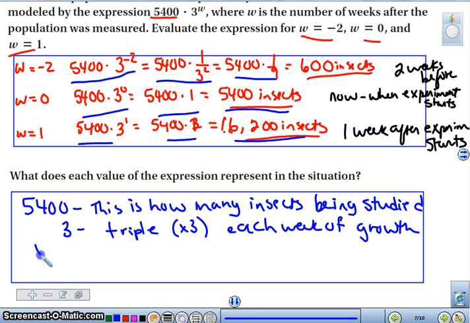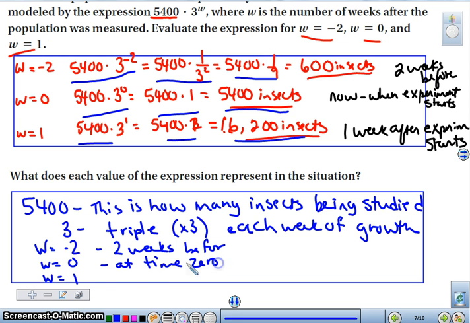What about W of negative 2, W equals 0, and W equals 1? Well, we kind of wrote that back here. That is the 2 weeks before. So 2 weeks before we began. This is at time 0. And the last one that we are looking at was 1 week after. So make sure you had time to pause this if you need to copy it down.